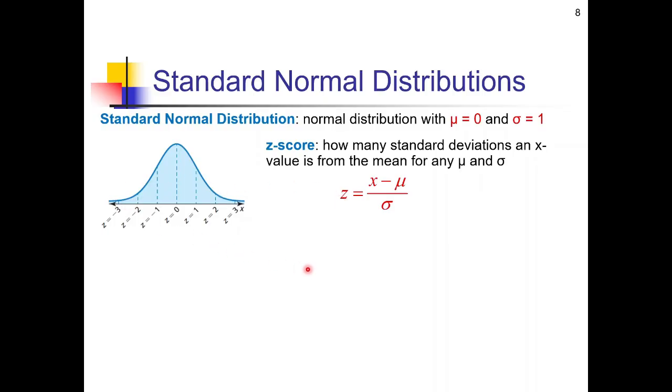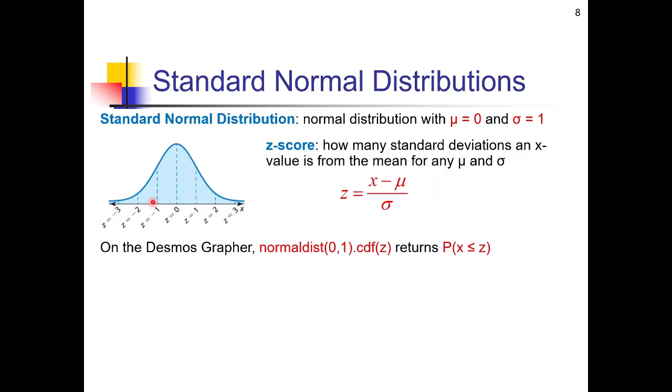Now, how do we actually use this z-score to figure out the area under this curve? There's a couple ways you could do it. There are tables out there, where if you have the z-score, you can find the z value in the table, and that would give you the percentage. There's also technology, namely Desmos. On the Desmos grapher, for example, this little weird function here will tell you the probability of all of the area less than or equal to your z-score.